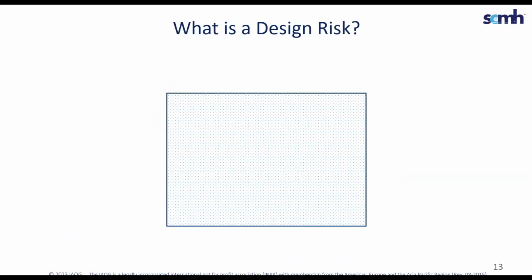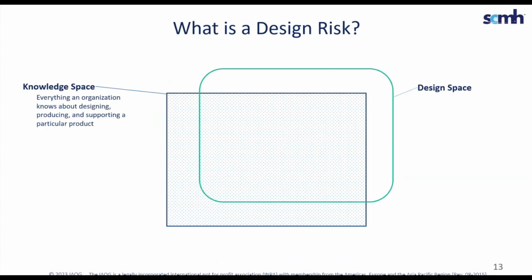Imagine this blue area is your organization's knowledge space. That is everything you know about designing, producing, and supporting a product. The green box is the design space. That is everything the intended product is to do to meet customer and stakeholder expectations. Design risks are the unknowns which stem from the overlap between knowledge space and design space.